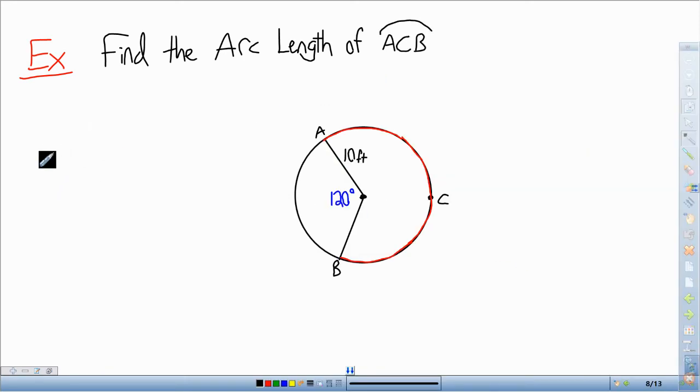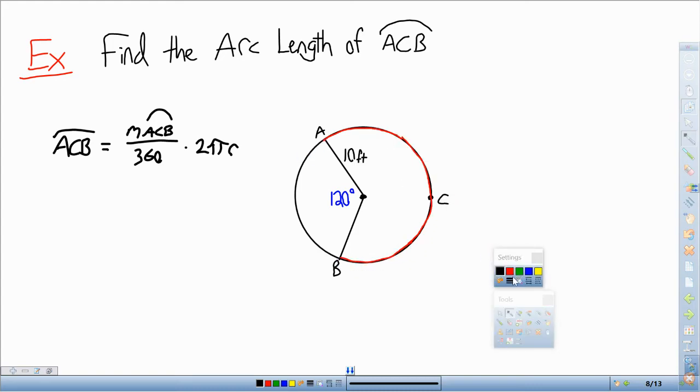Okay, so the length of arc ACB equals the measure of arc ACB divided by 360 times 2 pi r. Okay, so again, we need the measure of the arc, we need the radius. First thing I notice is we have the radius. Here's the next more important thing. Arc ACB is this arc highlighted in red.